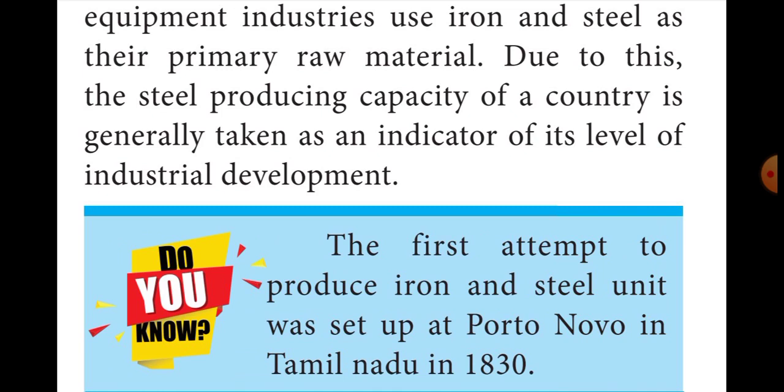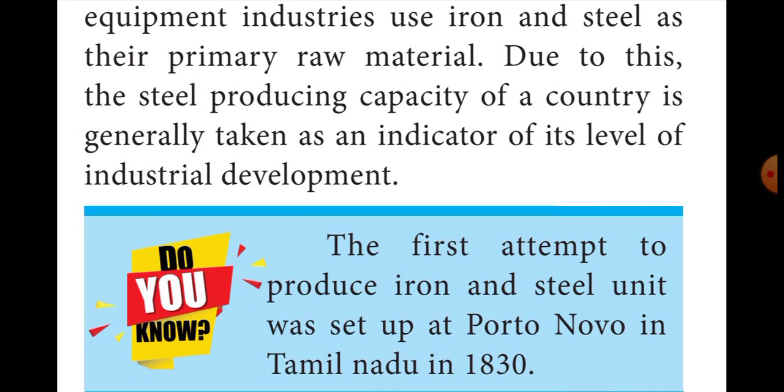Okay, then due to this, iron and steel is generally taken as the indicator of the level of industrial development. That means with the help of iron and steel, India produced so many things at the global level. And also it developed our economic condition through these iron and steel industries.